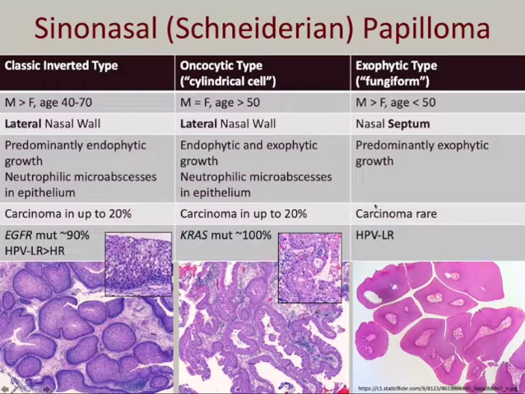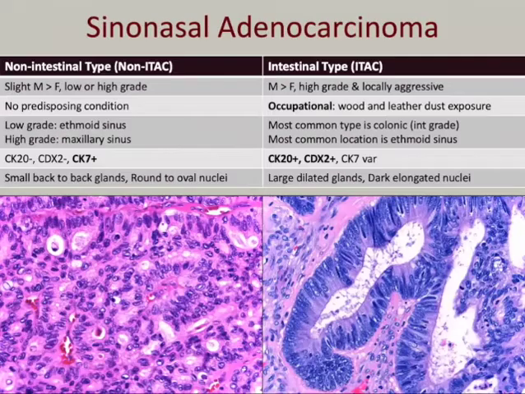The fungiform or exophytic type occurs on the nasal septum and is related more often to low-risk HPV, like a classic squamous papilloma. These have a lower risk of developing carcinoma, probably because they're exophytic and can be excised more readily. However, they can still transform. They can all still transform.